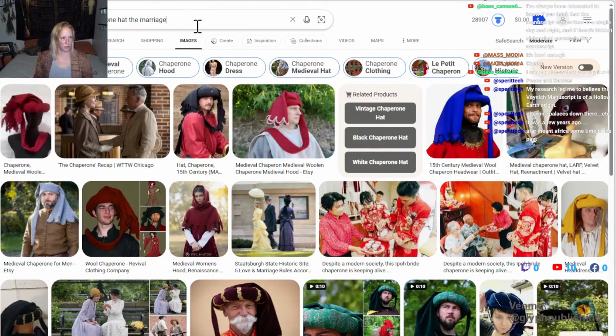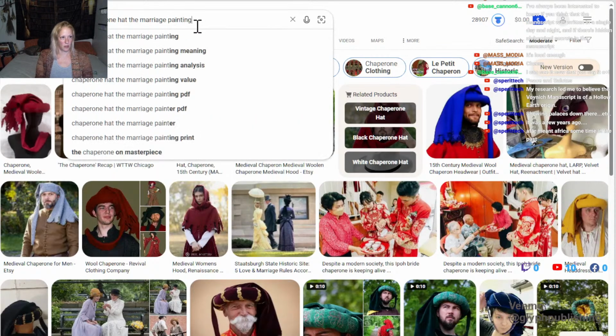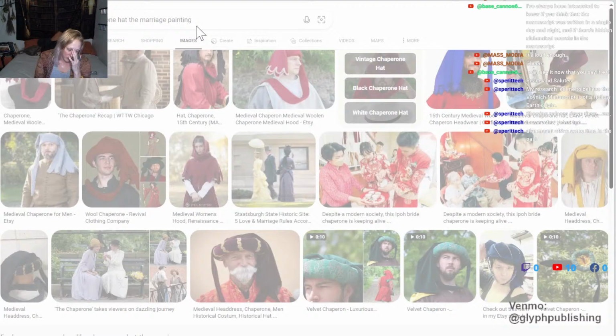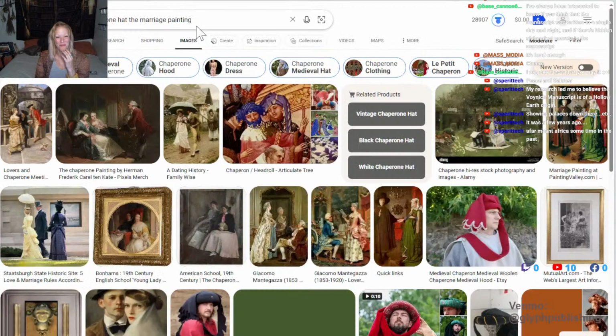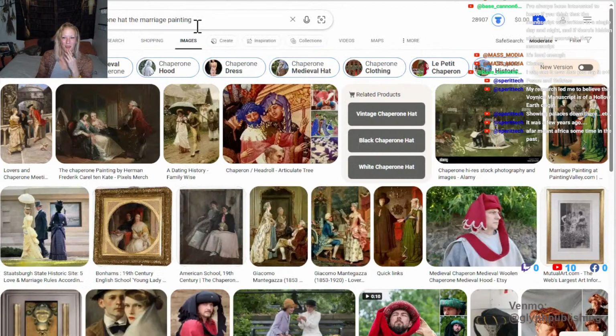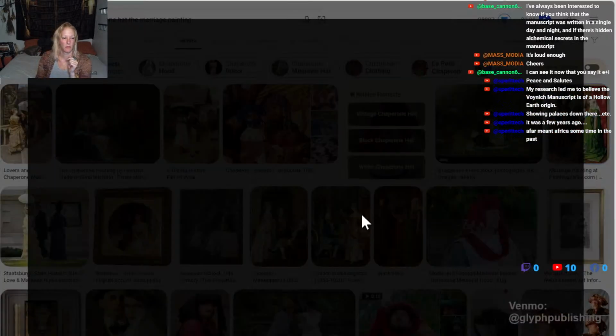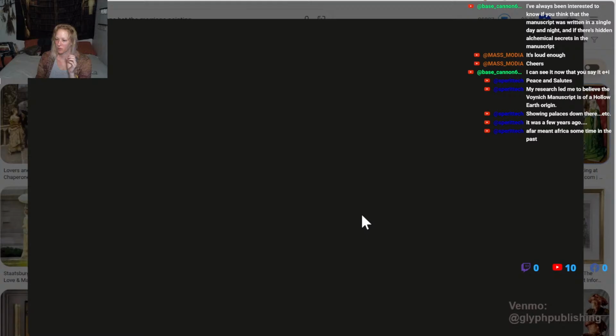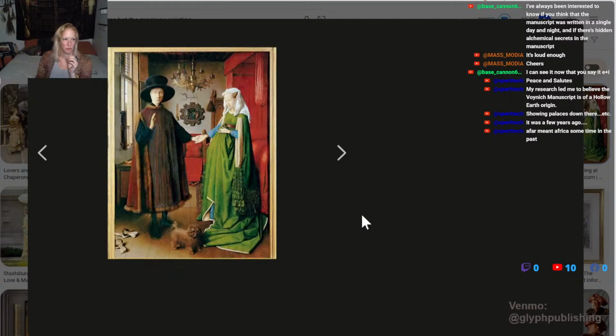It's a painting, and I cannot for the life of me remember, and it's one of my favorite painters. I'm just going blank. Oh, here we go. He's not even wearing it in this one. What am I talking about?